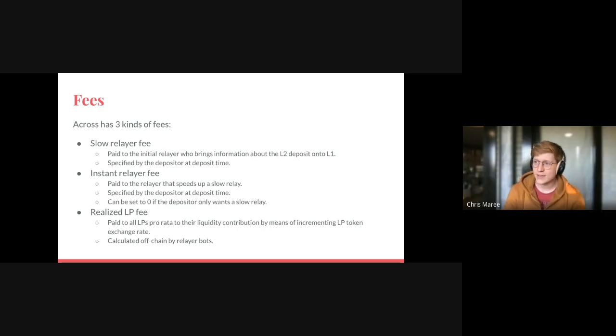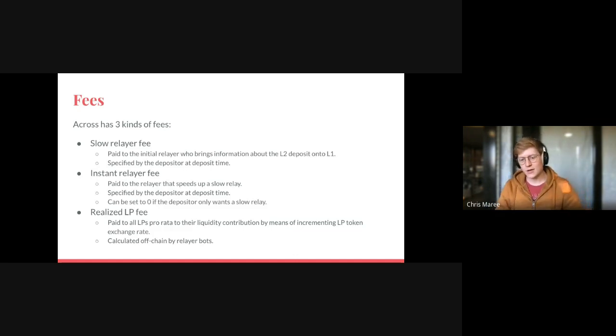And I guess the LPs would just take on a lot of price risk in that case, and they would probably start pulling out their funds from the pool. But in the beginning, we're only really going to be listing blue chip currencies, like probably some stable coins and wrapped Bitcoin and DAO tokens. So hopefully that doesn't become too much of an issue. We're not going to be bridging many shitcoins. I'm not sure if anyone else has more input on that.